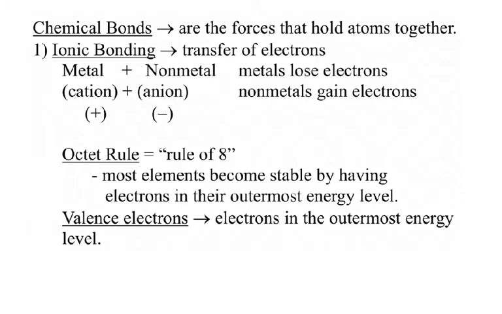Now, what determines the way they're going to react is that most elements obey something called the octet rule. The octet rule has to do with atoms wanting to achieve 8 electrons in their outermost energy level. The outermost energy level is known as the valence shell, and the electrons in that energy level are referred to as valence electrons. You may recall that the noble gases don't react because they already have 8 valence electrons. Having 8 electrons in the outermost energy level makes them stable, and that's one of the reasons why the noble gases do not react.